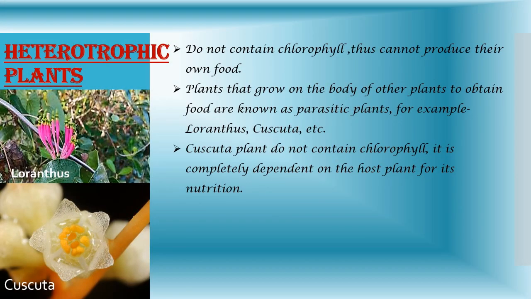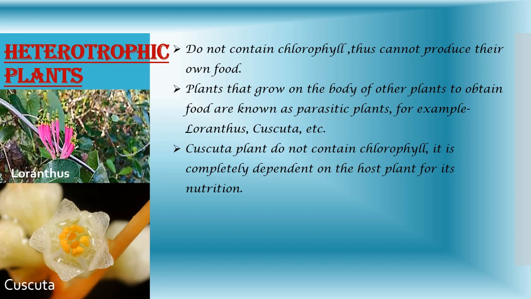Now students, let's learn about heterotrophic plants. Heterotrophic plants do not contain chlorophyll. Thus, they cannot produce their own food. The plants that grow on the body of other plants to obtain food are known as parasitic plants. For example, loranthus and cuscuta, etc. As the cuscuta plant does not contain chlorophyll, it is completely dependent on the host plant for its nutrition.